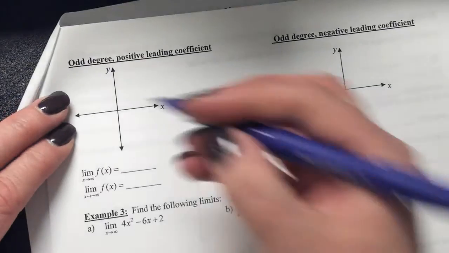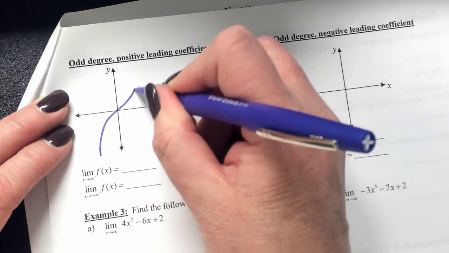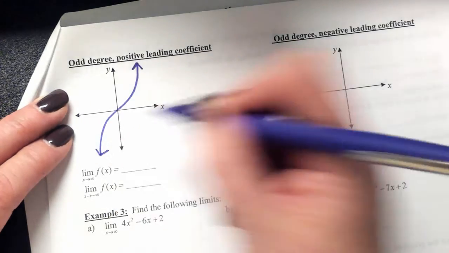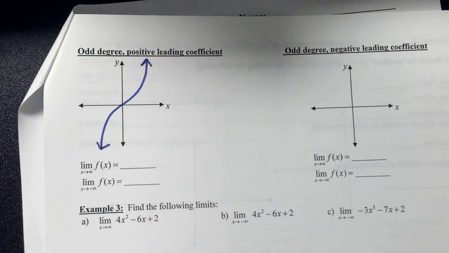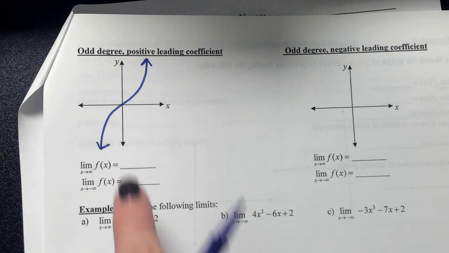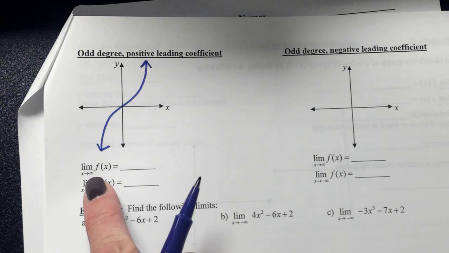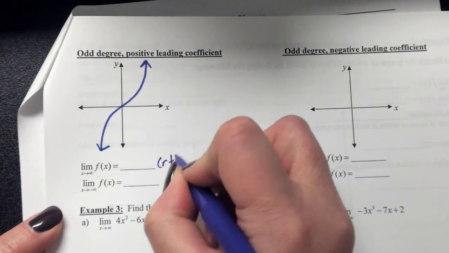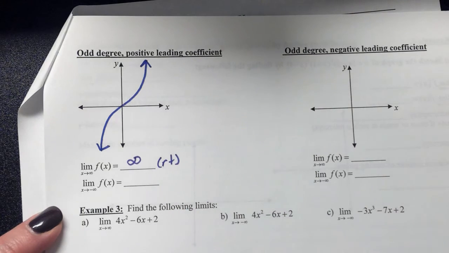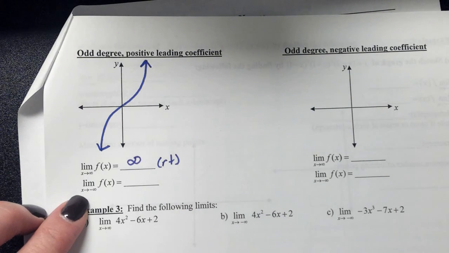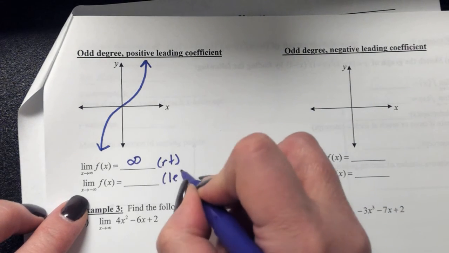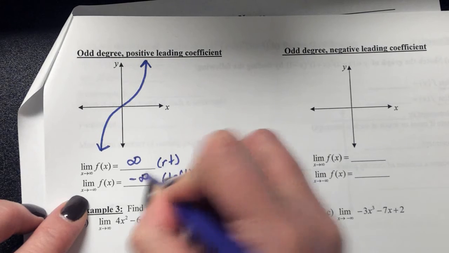So for example, odd degree, positive leading coefficient. What's happening as x goes to infinity? As x goes to infinity, what side of the graph am I looking at again? I'm looking at the right side, so it's going towards infinity. As x approaches negative infinity, remember I'm looking at the left, so it's going towards negative infinity.